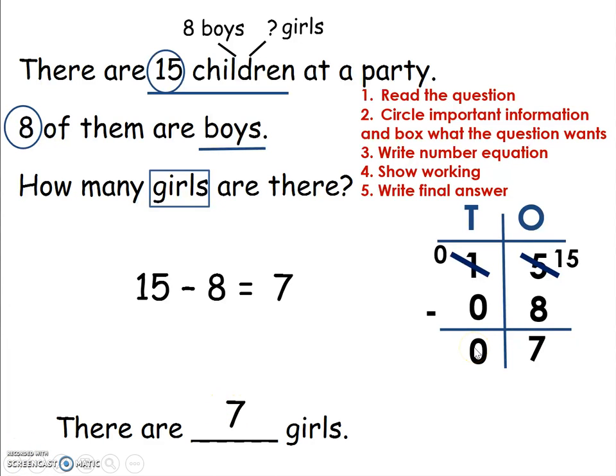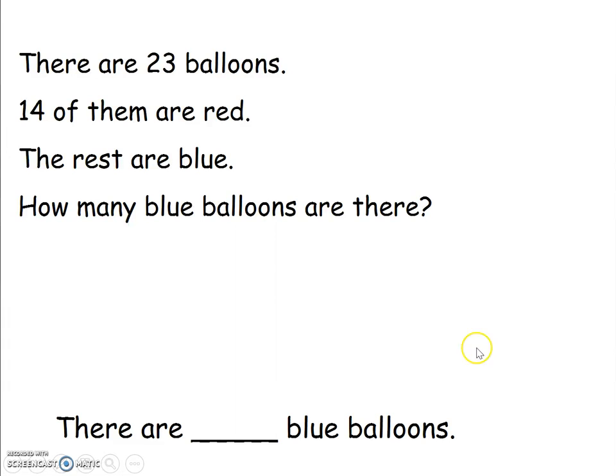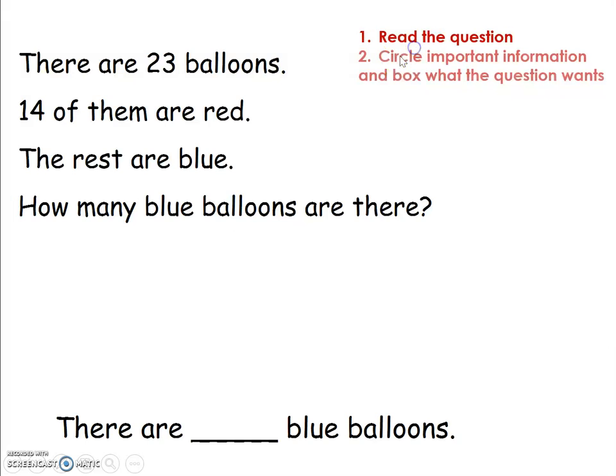Let's look at another example. Okay, step 1, read the question. There are 23 balloons. 14 of them are red, the rest are blue. How many blue balloons are there? Okay, now that I've read the question, let's go on to step 2, which is circle important information and box what the question wants. So I know that there are balloons. How many balloons? There are 23 balloons.